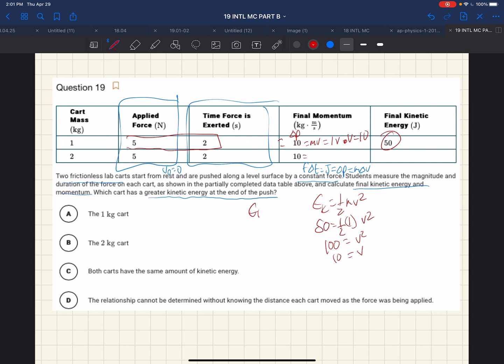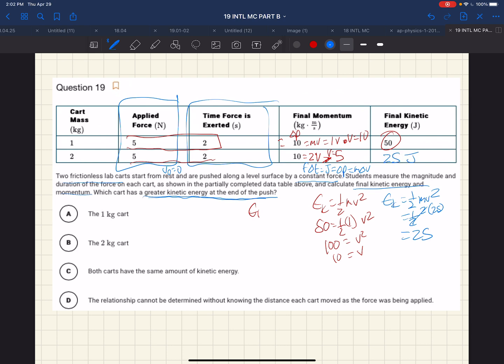And so that 10, that same impulse, is mv, so that's 2 times v. And so we can see that the velocity is 5. Makes sense? Same impulse, twice as massive object would have half the speed. So now we calculate the kinetic energy over here, 1/2 mv squared. So 1/2 of 2, and the velocity is 5, so that's 25. So we get a kinetic energy of 25 joules.